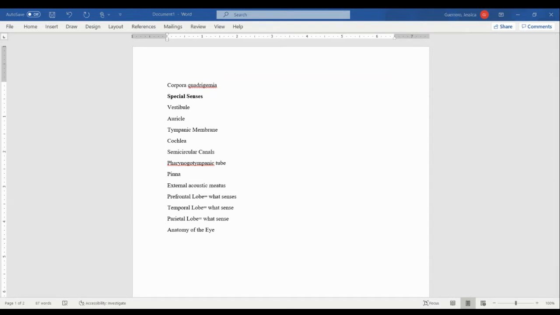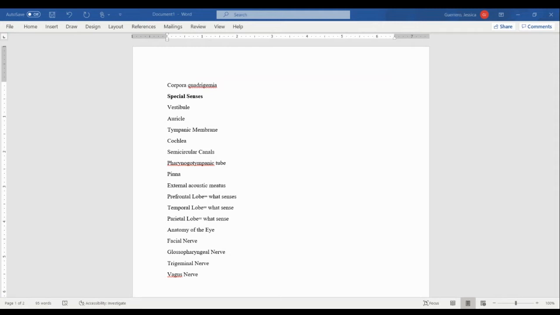And then you need to be familiar with these nerves and their sensory responsibility. The facial nerve, the glossopharyngeal nerve, trigeminal nerve, vagus nerve. That should be it.